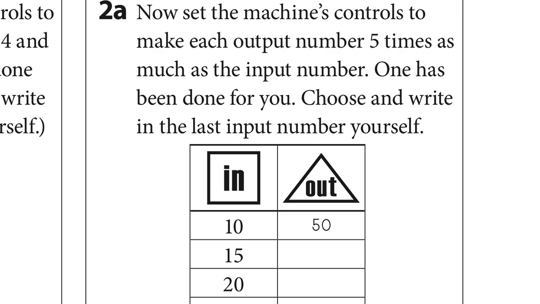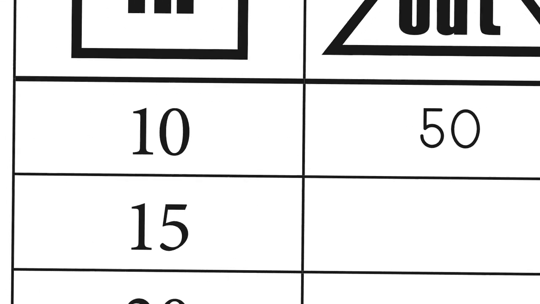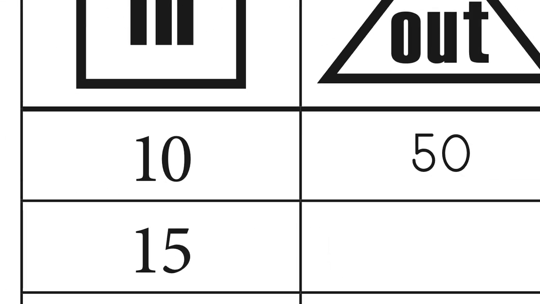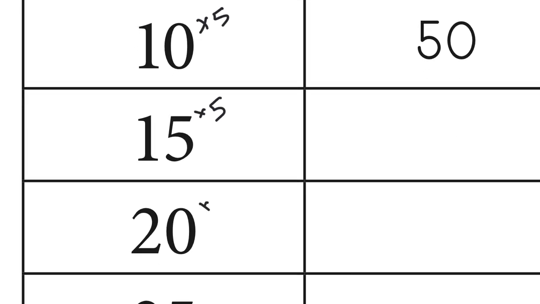2A says, now set the machine's controls to make each output number 5 times as much as the input number. One has been done for you. So in this case, the only thing that they want you to do is take the input number times 5. So whatever's on the other side, you're going to take times 5.